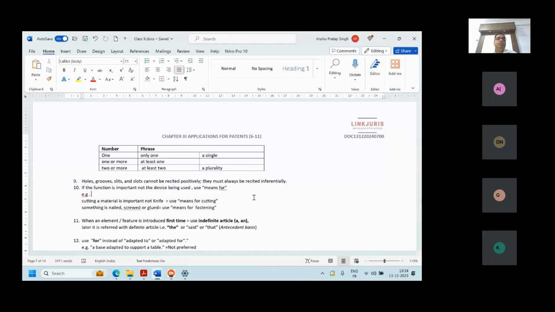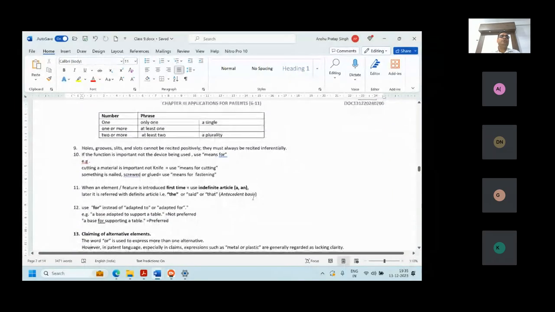When an element or feature is introduced, this is very important, please remember it. When you are introducing anything the first time, you use the indefinite article, that is "a" or "an". Whenever you refer to it again, you use "the", "said" or "that", but please stick to only "a", "an" and "the". Don't use anything else.